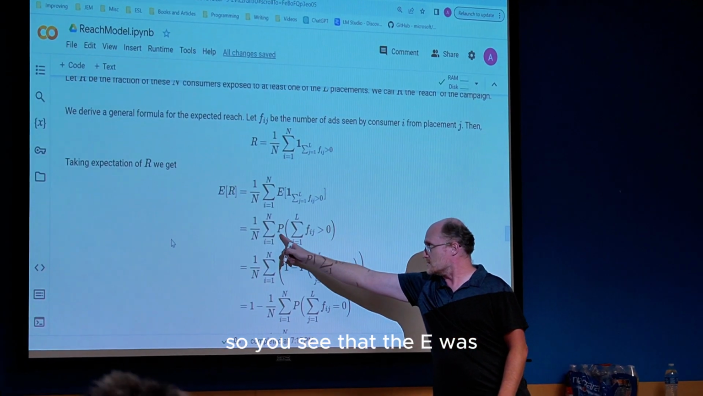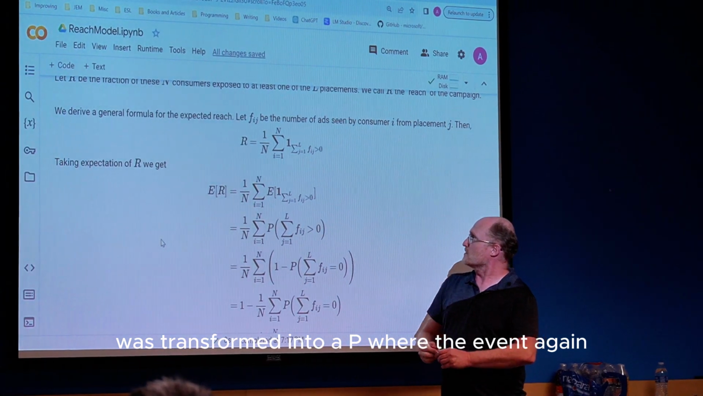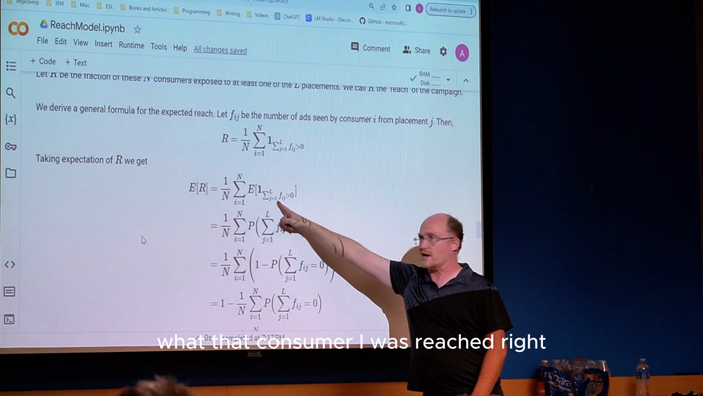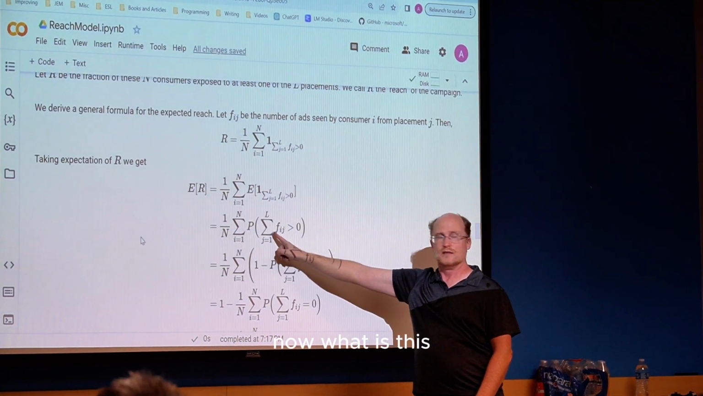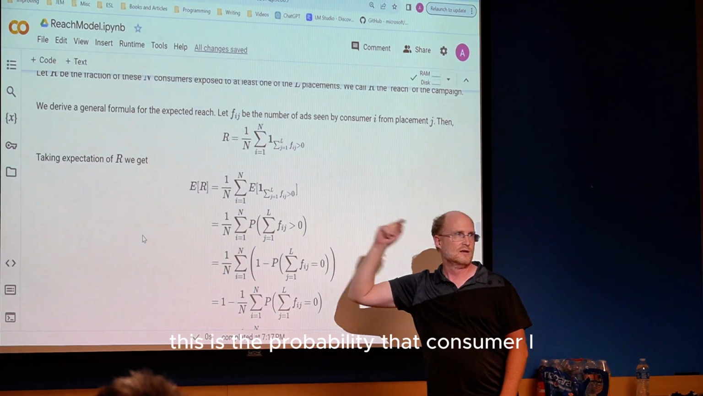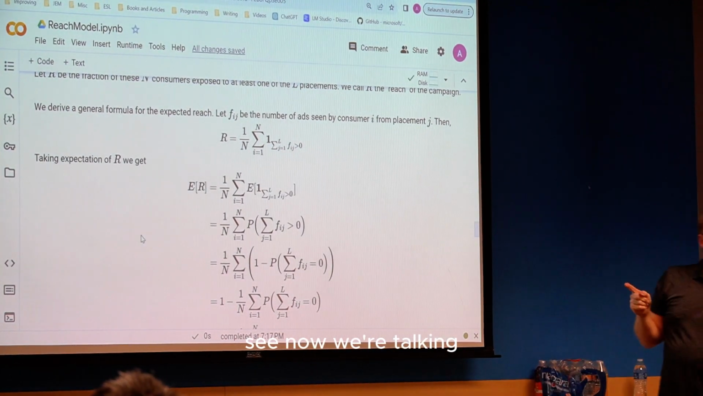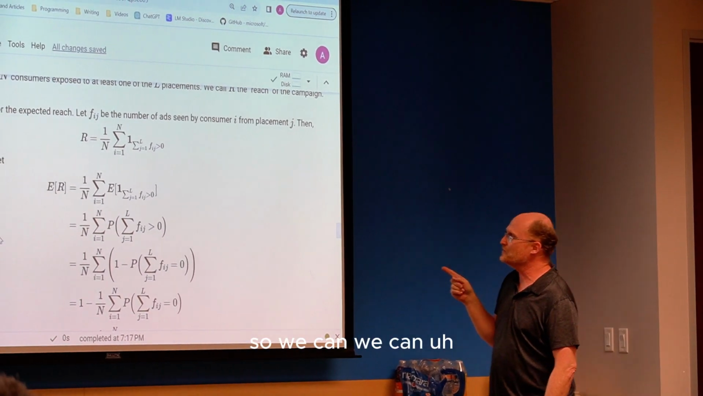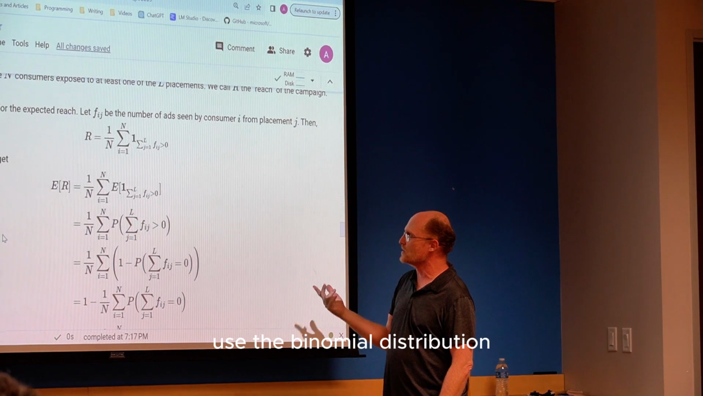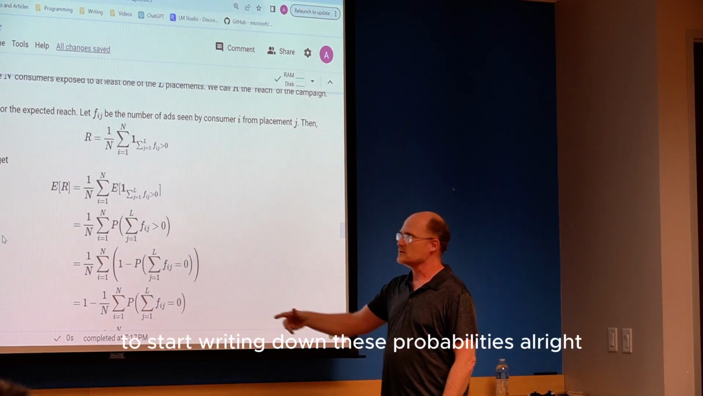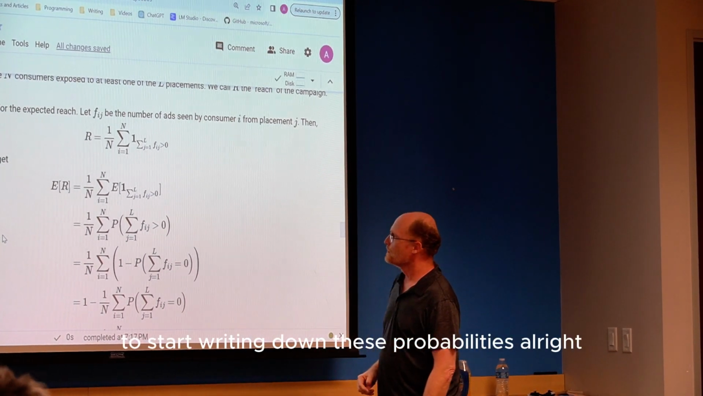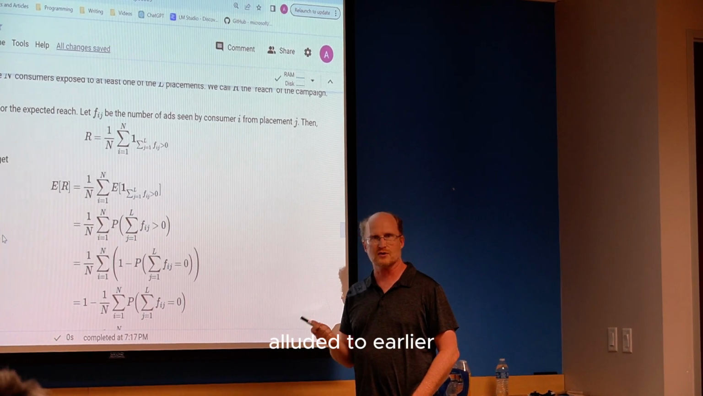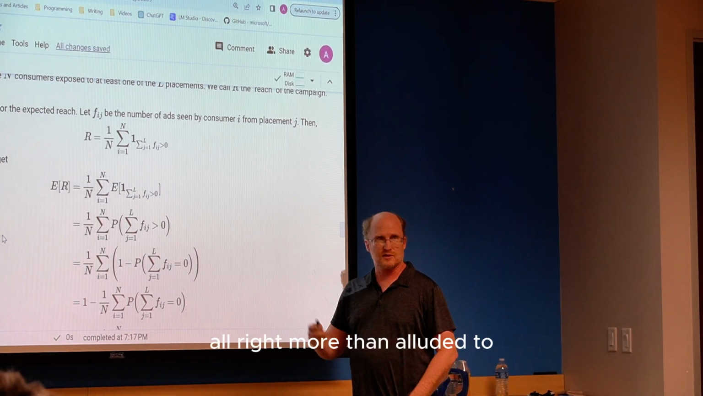So that's what happens in the next line. You see that the E was transformed into a P, where the event, again, is that consumer i was reached. So here we have the probability that consumer i was reached. Now we're talking, because we can start modeling that. We can use the binomial distribution, for example, to start writing down these probabilities.